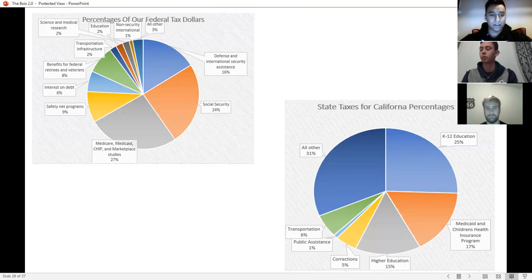And then some similarities as well go for transportation. They both have transportation. You can see that California has a little bit more, 6%, and federal has about 2%. And then for California, you have all other for 31%, and for federal, 16%, which is going to be the biggest percentage, is going to go to defense and international security assistance. So you can see some similarities and you can see some differences as well.